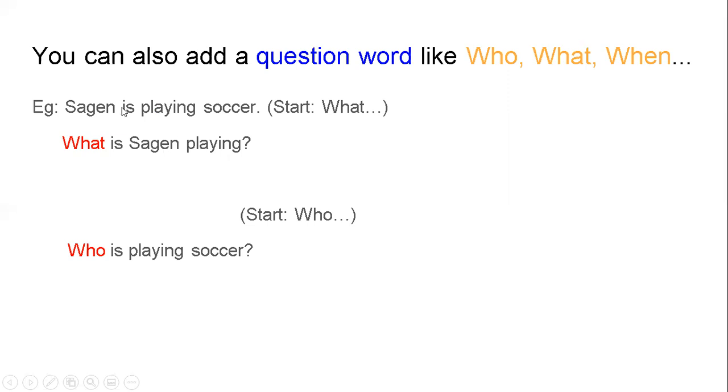And now we are not interchanging the words. Who playing is soccer doesn't make sense, so we can't interchange it. We have to say, who is playing soccer? All right. So when you come to using question words, you have to leave the answer out. That one word answer you have to leave out.